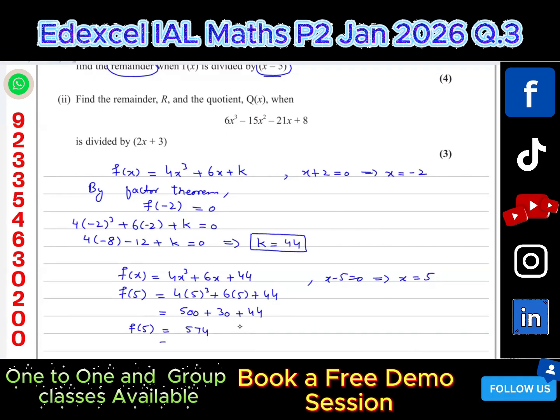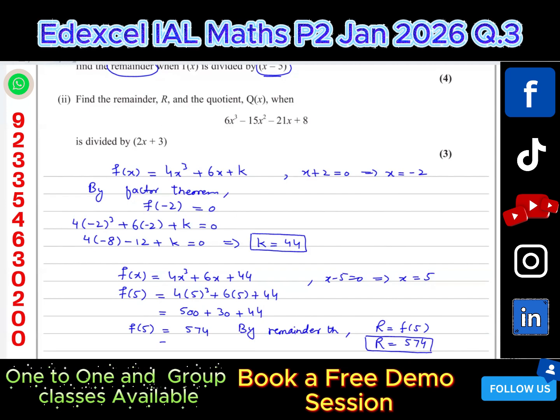Now we know by remainder theorem that remainder is equal to f of 5, which is 574. This is the answer to part 1. Remainder is equal to 574.